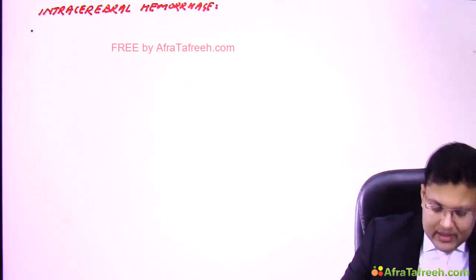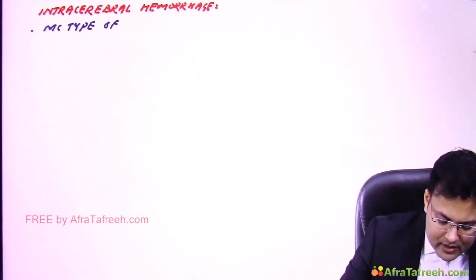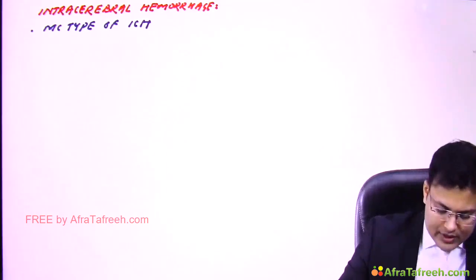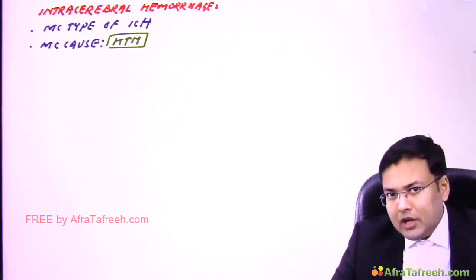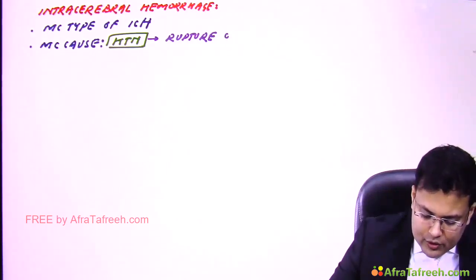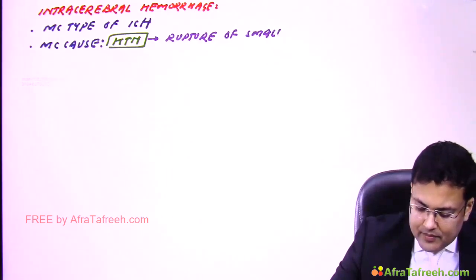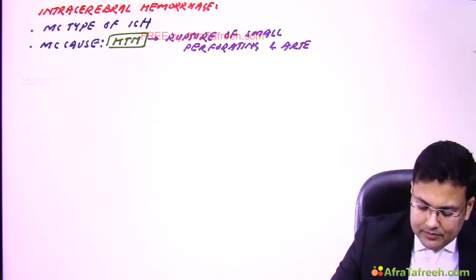First, that intracerebral or parenchymal hemorrhage is the most common type of intracranial hemorrhage. Okay, what is the most common cause? The most common cause is hypertension, right? And because of this hypertension, what's the problem? There is rupture of small perforating arteries and arterioles. Clear?